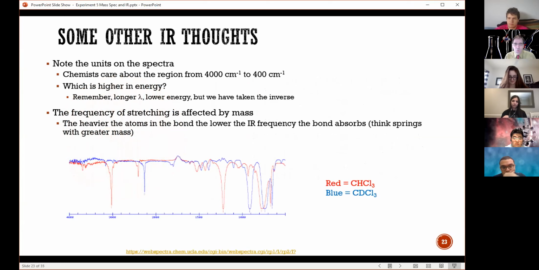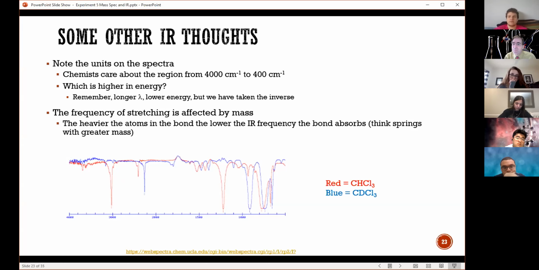Okay. All right, so let's look at a couple other thoughts that we've already done, and I just kind of want to mention it. One of the things you'll notice that's very weird about an infrared spectrum is the units that we use. We use a region, and we look at the region from 4,000 centimeters to the -1 to 400 centimeters to the -1. What happened to wavelength? It's inverse wavelength. They're called wave numbers, or centimeters to the -1. Why do we do that? Well, we do that because remember, the longer the wavelength, the lower the energy. And so by taking the inverse, higher numbers mean higher energy again. That's why we do it.